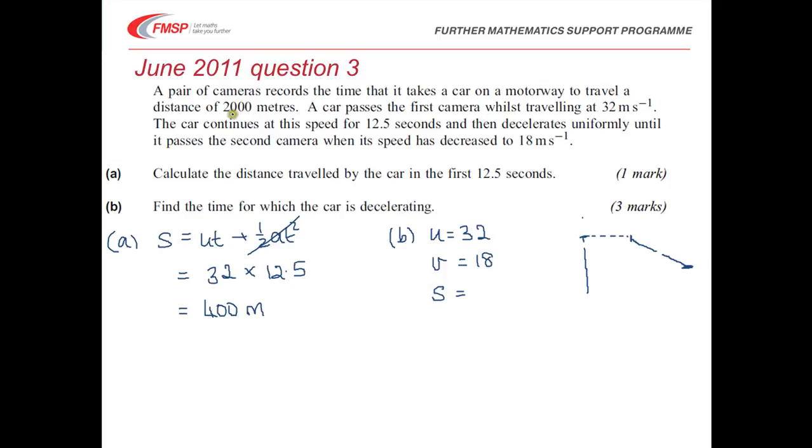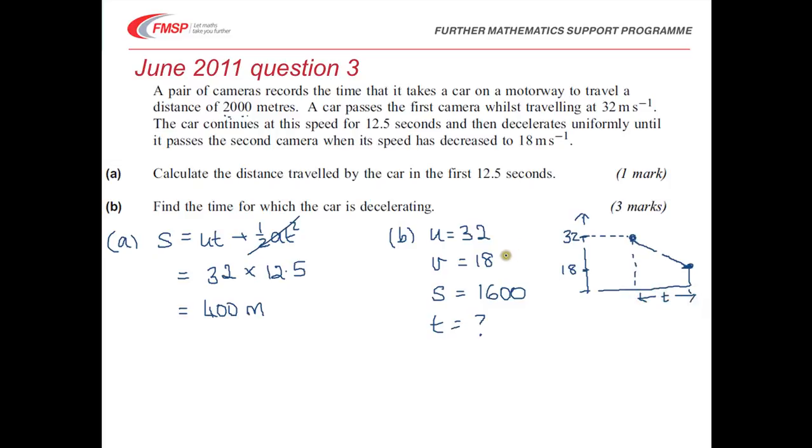Now think about the fact that the two cameras are 2,000 metres apart. We've travelled for 400 metres at a constant speed, so we've still got another 1,600 metres to go. And what we're being asked to do is to find the time. We will be drawing a more accurate graph in a minute or two, but we have a sketch here. So 32 and it travels to 18, decelerates between these 2 points here, and we want to know the time that it takes.